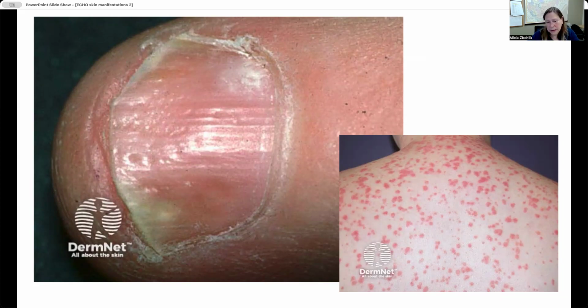psoriasis, which is this distribution across the back. They're smaller lesions. They're not the thick plaque-like lesions that we're always used to seeing. But again, it's another version of psoriasis. And next slide, please.